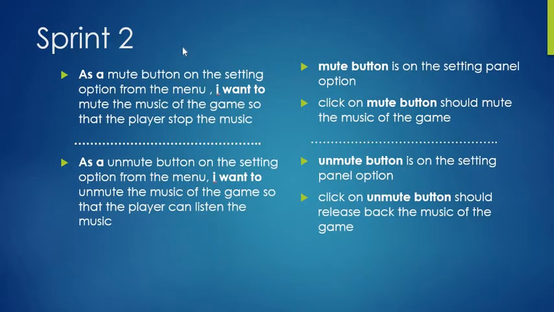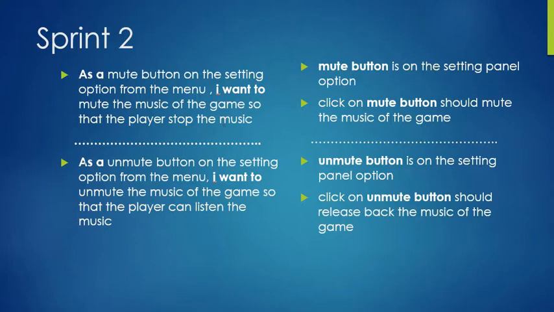Secondly, the last part of sprint two was that I added two buttons. As a mute button on the setting option from the menu, I want to mute the music of the game so that the player can stop the music. Whenever we press on the setting button, it should take us to a panel where we can access a mute button, and whenever we click on the mute button, the music should stop playing.